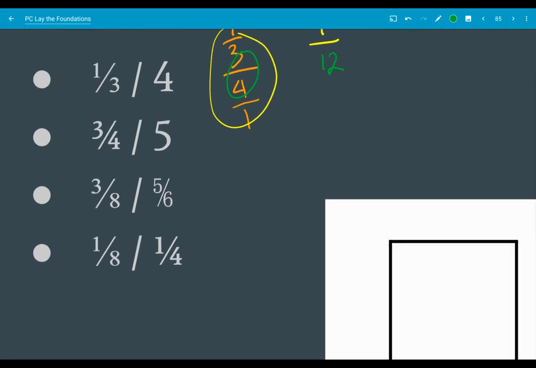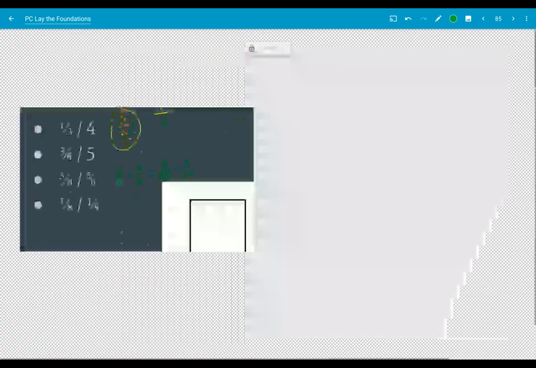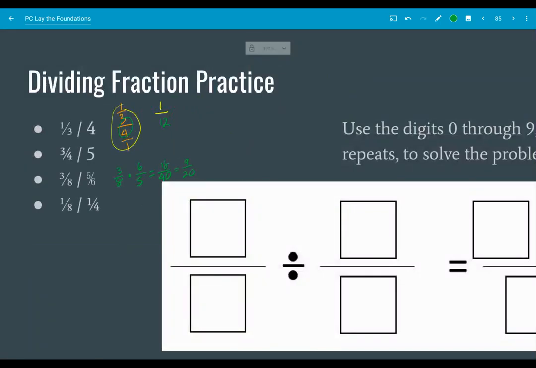And then I will go ahead and do keep, change, flip for the second one, or rather the third one. So we have 3/8. We're going to change the sign and flip the second one and then multiply. So we're going to get 18 over 40 or 9 over 20. So there's those two. Give the other two a try.